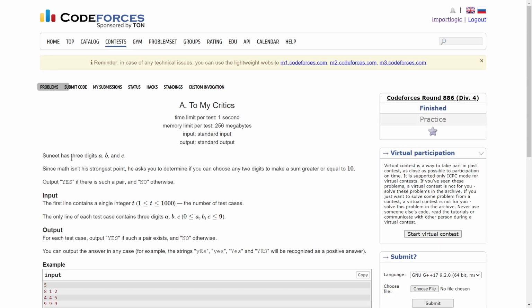This first problem says that we have been given 3 digits A, B and C, and we have to tell if we can choose any 2 digits to make the sum greater than or equal to 10. If it is possible, then we have to print yes, otherwise we have to print no.